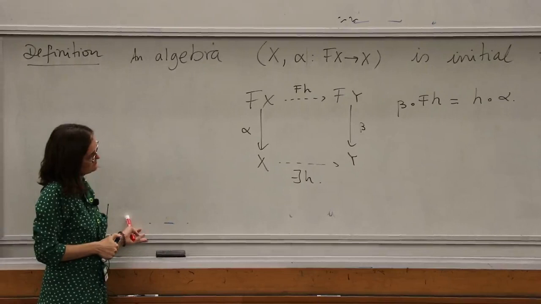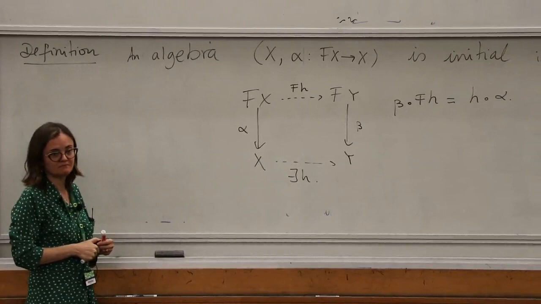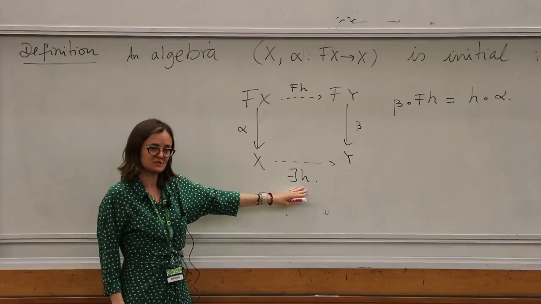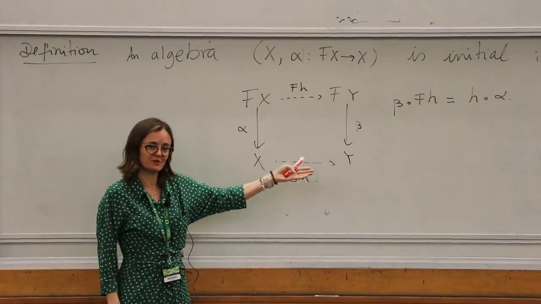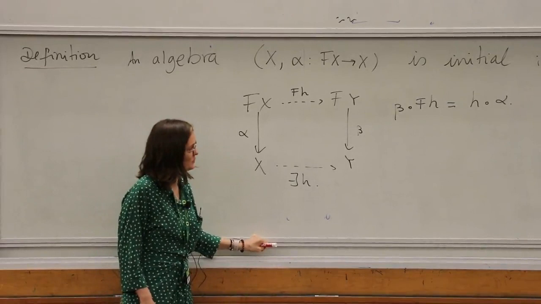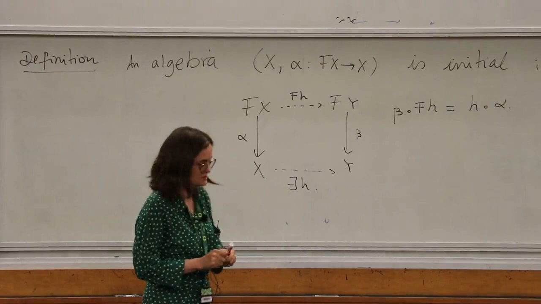So let's see an example of this, okay? And then you will see that the existence of this map is what gives you an induction principle for defining a function, and the uniqueness will give you the proof principle that you can use to prove properties, like we did last time in the concrete case of finite words. Okay, so let's instantiate this for the natural numbers and see what we get.